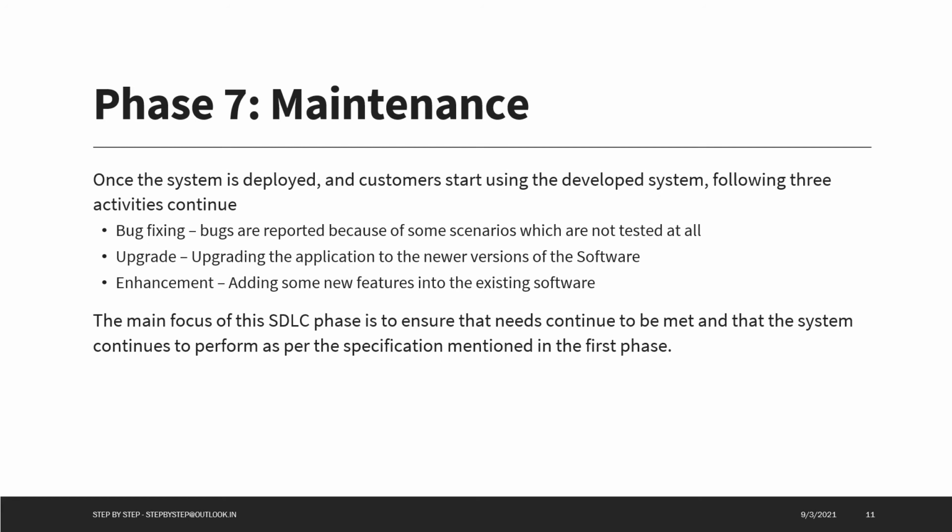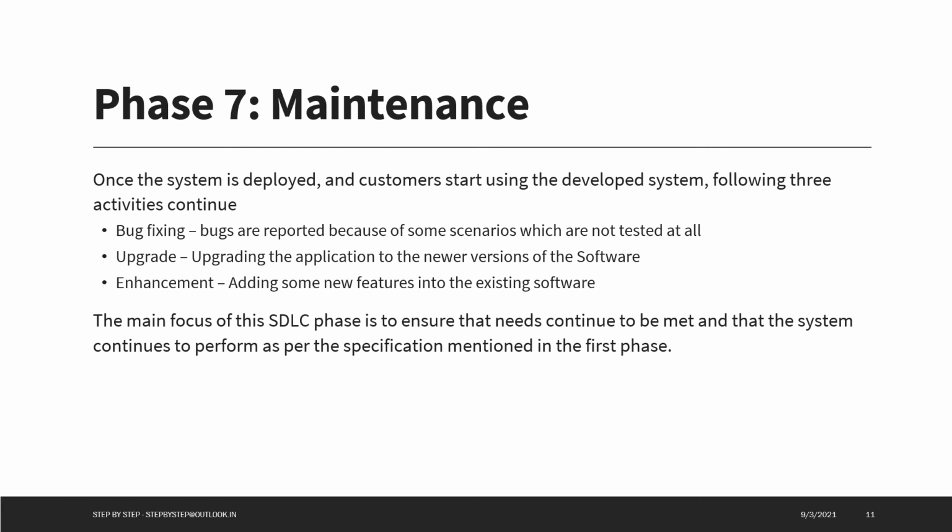start using the developed system, the following three activities will continue all the time, like bug fixing. So whatever bugs are reported on production, those need to be fixed. Bugs are reported because of scenarios which are not tested at all. Although we do the worst kind of testing, there will be edge cases which will definitely be there and which will occur in production. So we need to fix those from time to time.